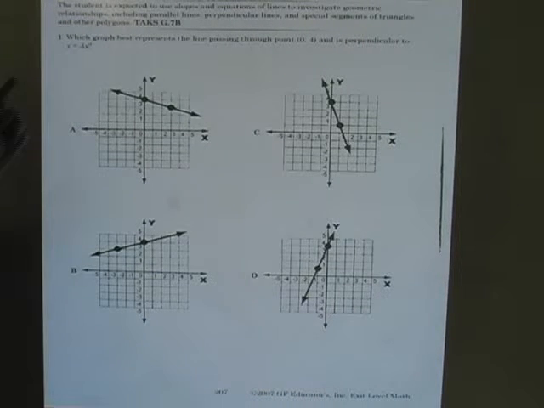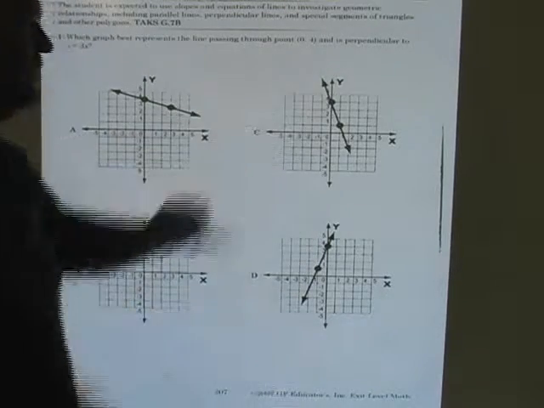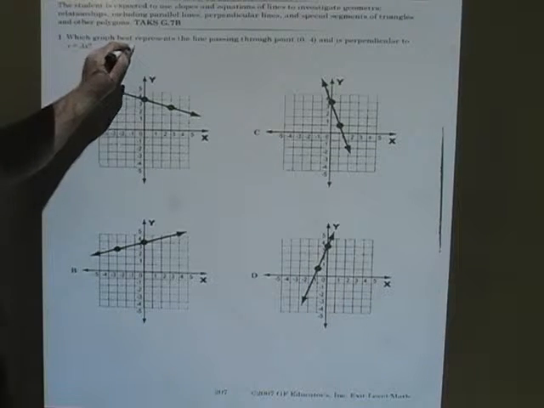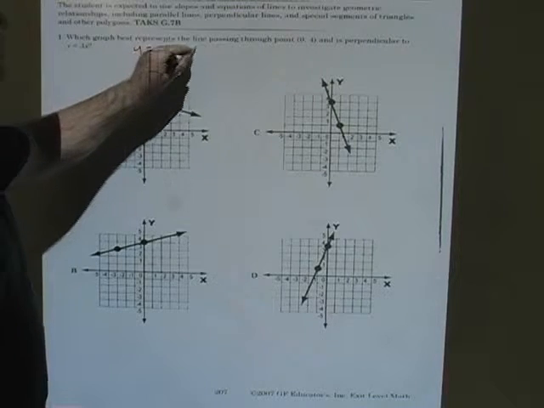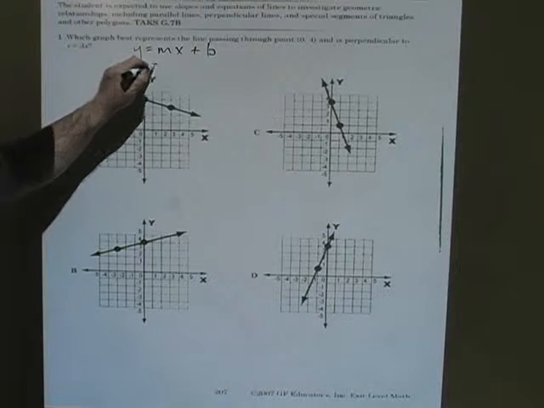Okay, which graph best represents the line passing through point (0, 4)? Notice all of them actually pass through that point, and is perpendicular to y equals 3x. Okay, remember, here's our slope-intercept form of a linear equation. Our m, in this case, is 3, so our slope is 3.